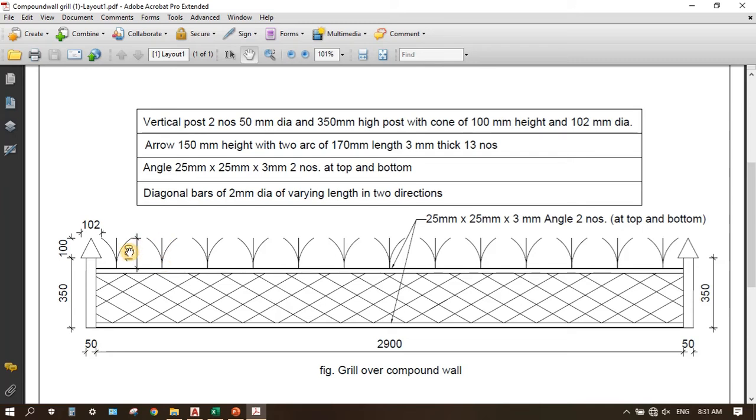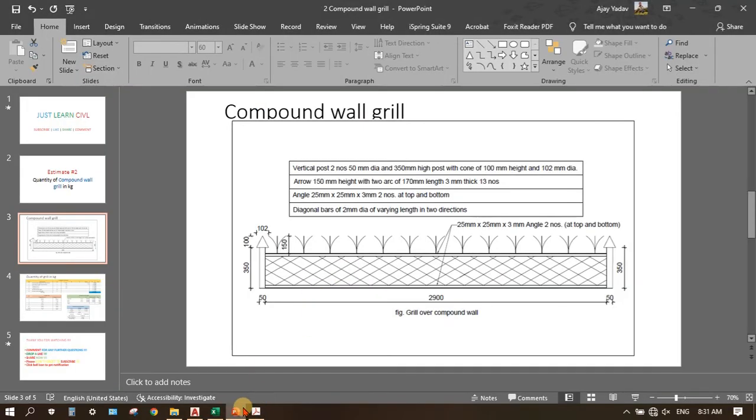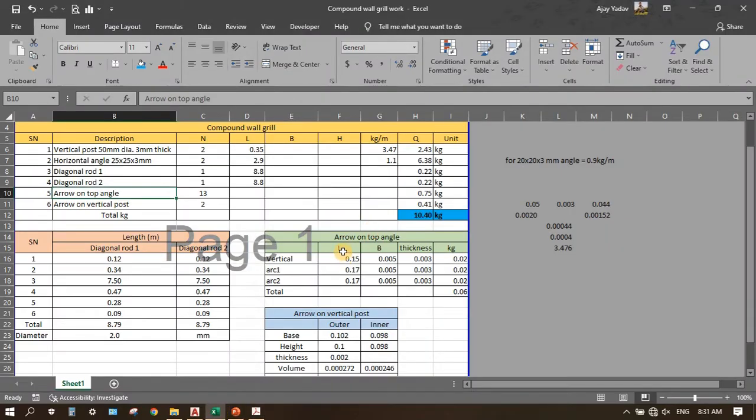Now for the arrow on the top, 150 mm, 4 mm from this direction as we already saw. Now as discussed earlier, vertical length 0.15, for arc 0.17, and thickness 3 mm and 5 mm is the width. Multiply, you will get the volume. Multiply it by 7850, you will get kg. This is the kg of the arrow on the top. There are 13, so multiply 0.06 into 13, you will get total arrow on the top.